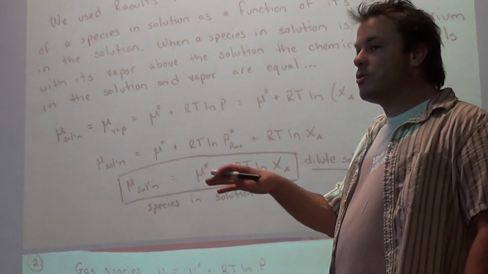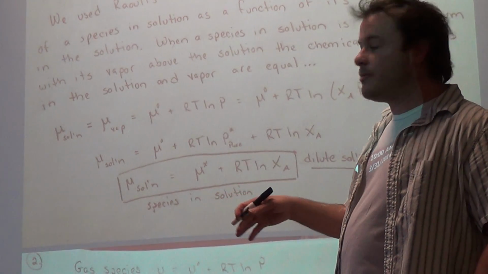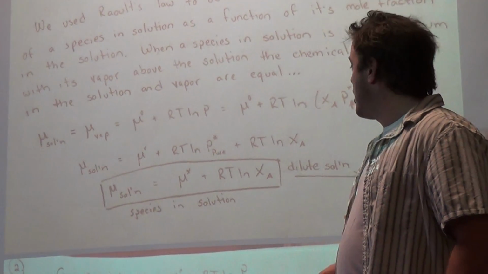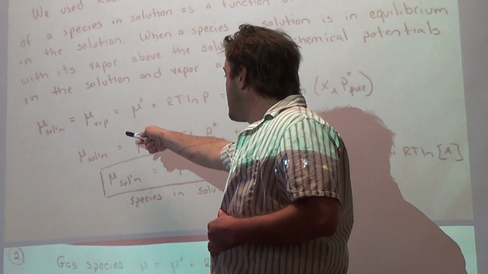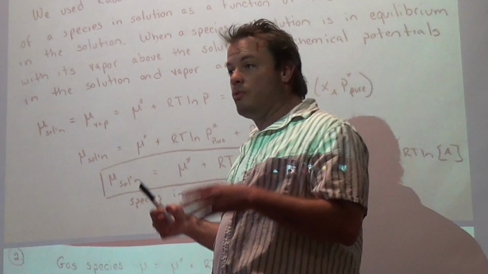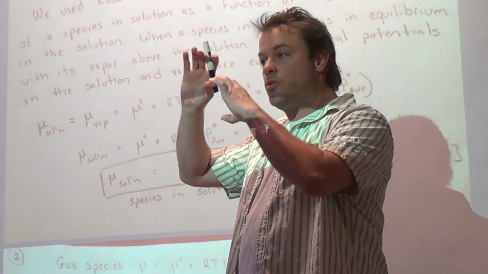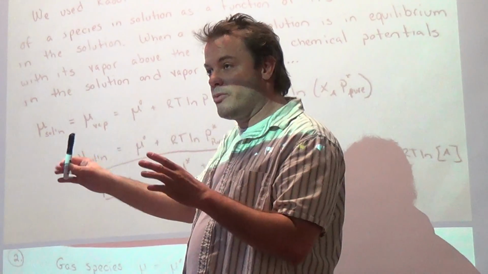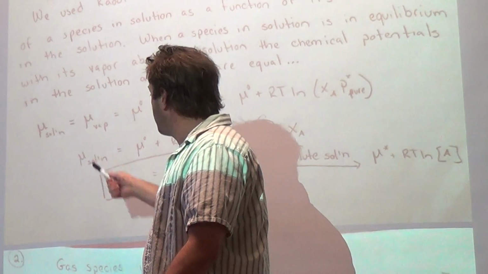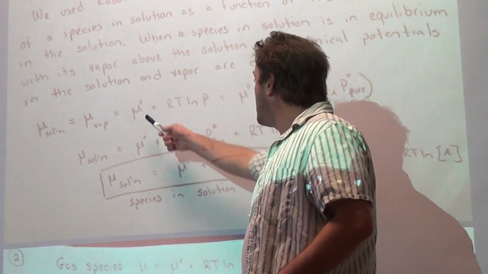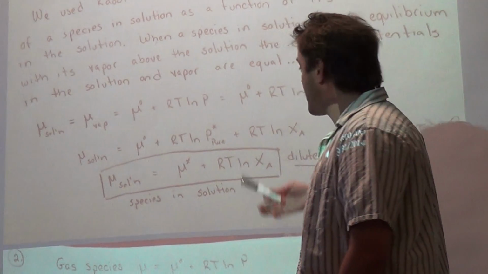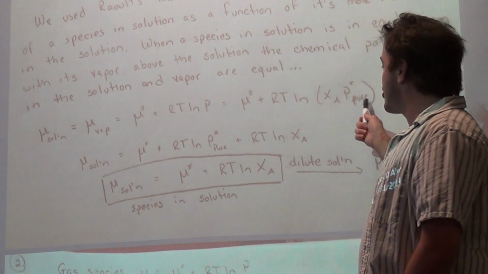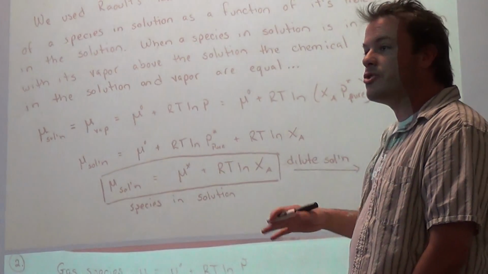And we said that for solutions that obey Raoult's law, we know that the pressure is proportional to the mole fraction. And so we said that mu of the solution is equal to mu of the vapor. When you have vapor in equilibrium with a solution above it, the chemical potentials of the two species are equal. So we said that we can take that point of equilibrium and we can write an equation based on it. Mu solution is equal to mu of the vapor, is mu naught plus RT ln P. That's the mu of the vapor we just derived. But now the P above the solution is the mole fraction times the P of the pure solution if that solution is obeying Raoult's law.